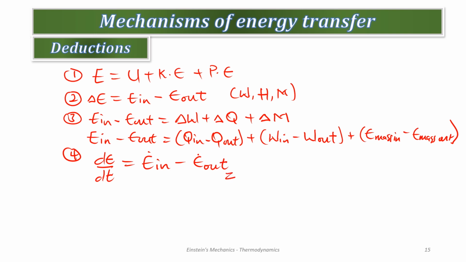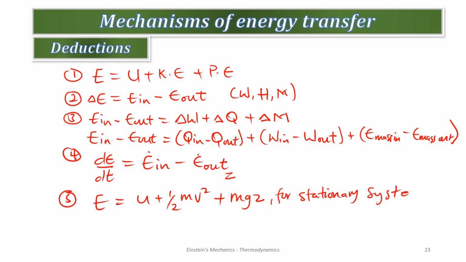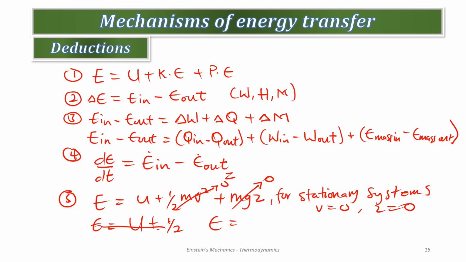Okay, so very simple. And a situation where the system is stationary, so fifth equation, this we got this way: E is equal to U plus kinetic energy, half mv squared, plus potential energy, mgz, where z is the height. So for stationary systems, we know that v is 0 and z, the height, is 0. So this can be reduced to E is equal to our internal energy, because this will be 0, and this will also go to 0. So our E now is also equal to change in internal energy.